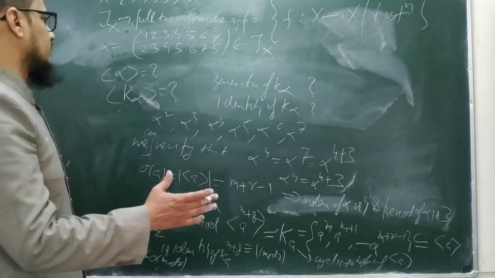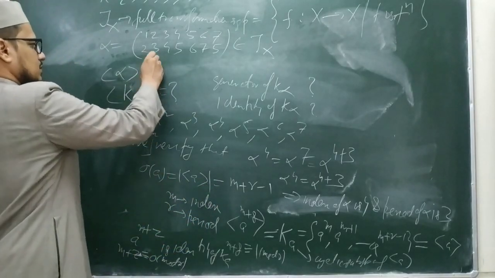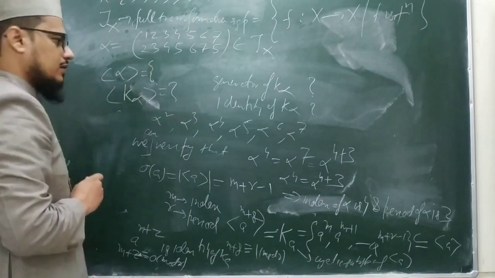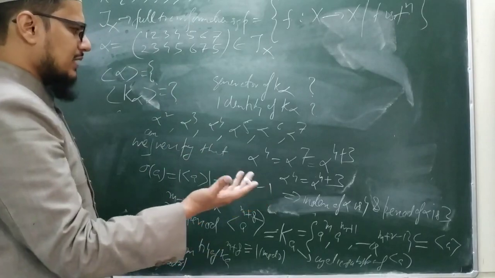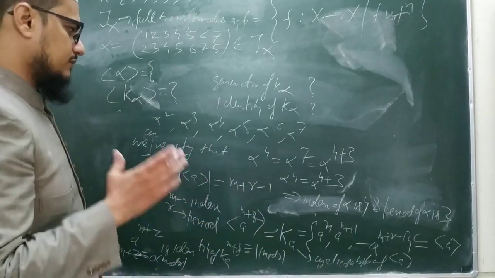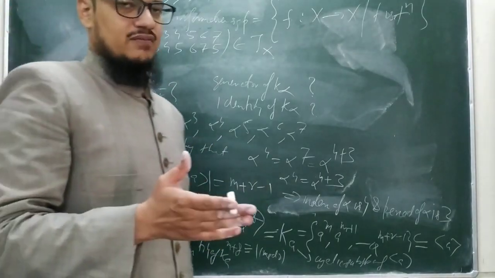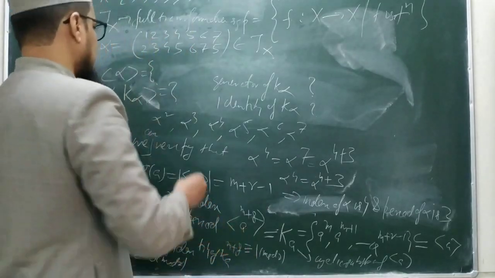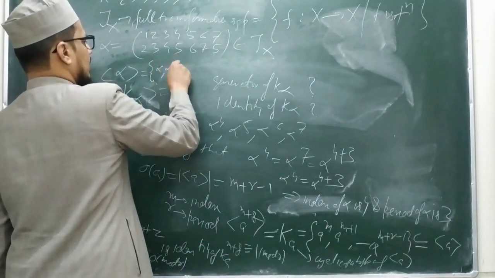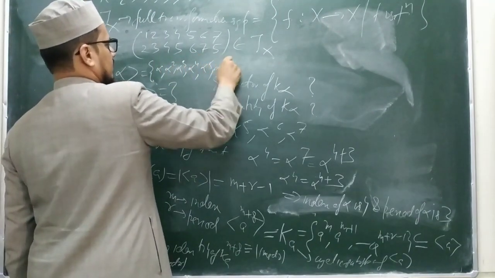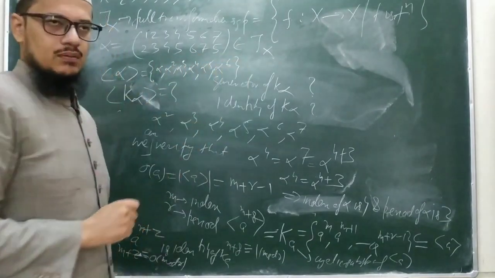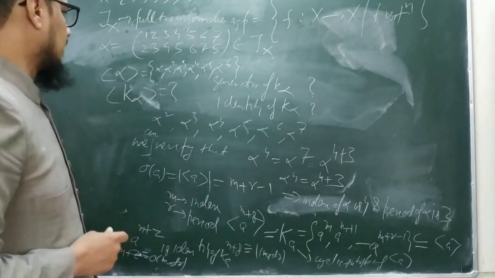Now it is not difficult to find this one. What will be the order of alpha? We can find m plus r minus 1, that is 4 plus 3 minus 1, which is 6. So it will be alpha, alpha square, alpha cube, alpha 4, alpha 5, alpha 6.